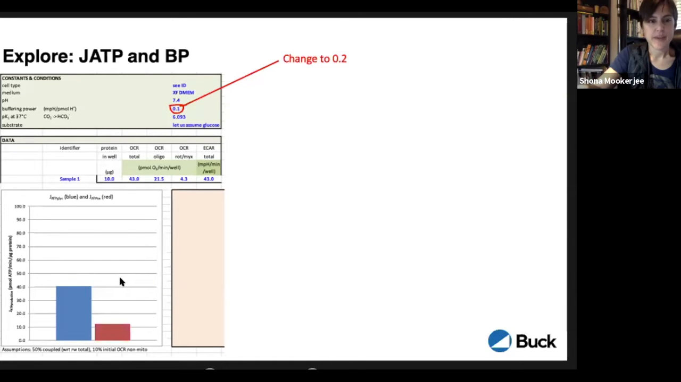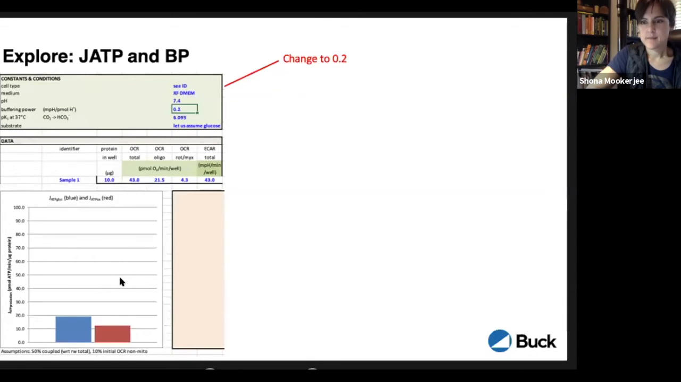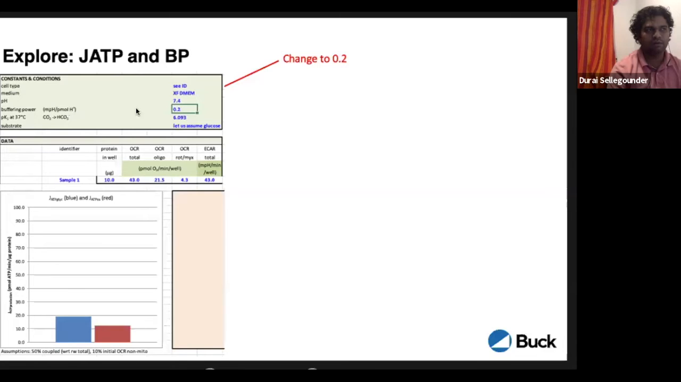So if we change the 0.1 to 0.2, we see that we have approximately the rate of glycolytic ATP production. Why? What just happened there? Have we increased our buffering power or decreased our buffering power? In other words, do we see a greater deflection of pH per unit of proton added or a smaller one? You see a smaller one. Right.